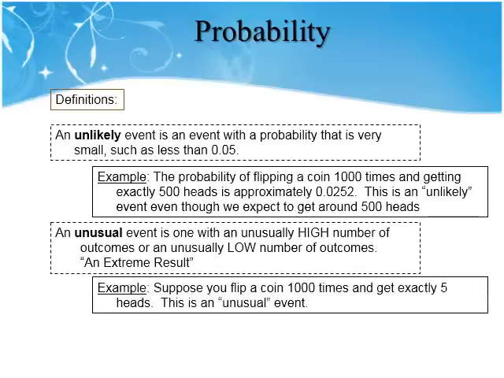As an example of an unusual event, suppose we flip a coin 1,000 times and get exactly 5 heads. This is an unusual event because we're expecting a number closer to 500. Since this is so small, we call it unusual. Similarly, if we got 995 heads, we would also call that unusual because 995 is such a high number from what we expected.